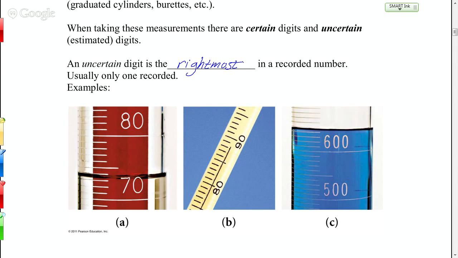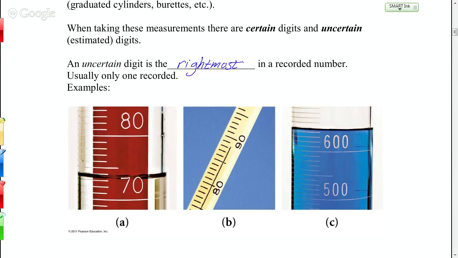And we'll usually just record one uncertain digit. So we're going to have a bunch of digits that we're absolutely sure about, and then we're going to have one that is estimated. And that's always how we're going to make our measurements in this class. So let's look at this graduated cylinder on the left. You see a liquid level there, right? And you see some lines in between 70 and 80.